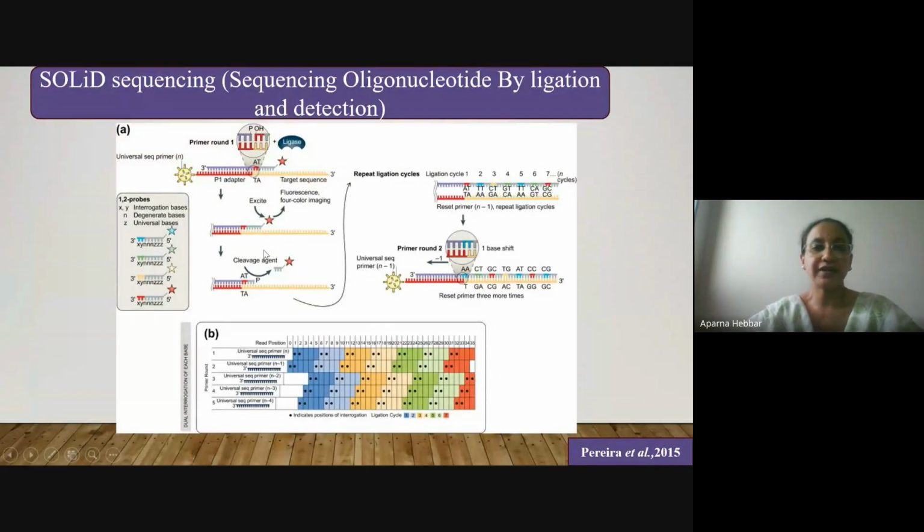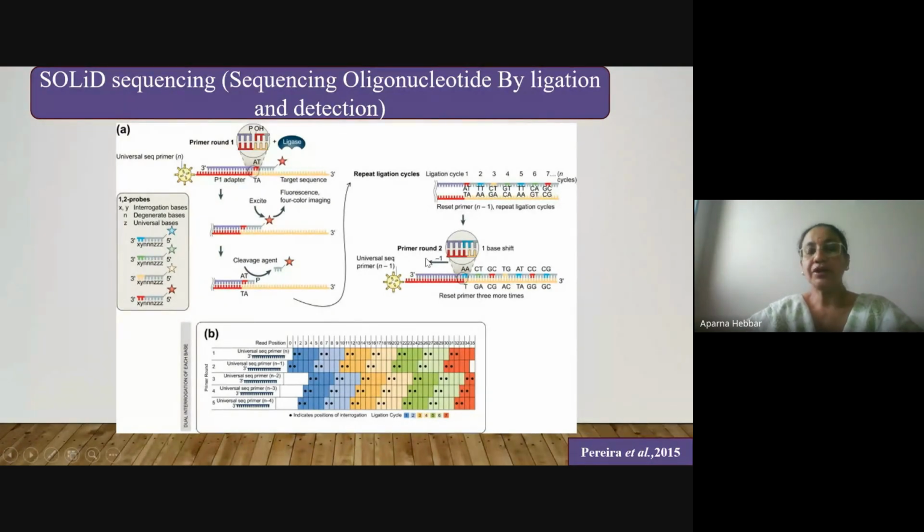technique to attach. And then the cleavage agent: once it is bound, the ligase enzyme helps to join the sequences. And then the last three base pairs, however, are innocent bases, the matching is not that complementary. Those will be cleaved off. And these repeated ligation cycles will take place. And then the next round of primers is attached to this, and this goes on and on.